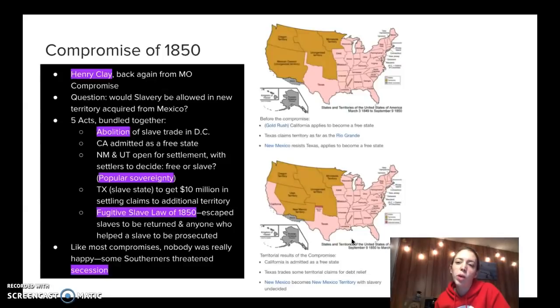So two things to be aware of, right? Two major things. Popular sovereignty. So new states getting to determine whether they're free or slave. And then the Fugitive Slave Law of 1850. Those are the two biggest parts of the Compromise of 1850.